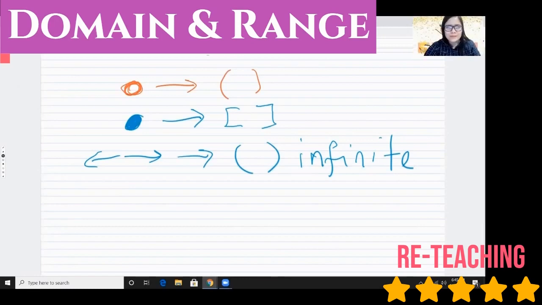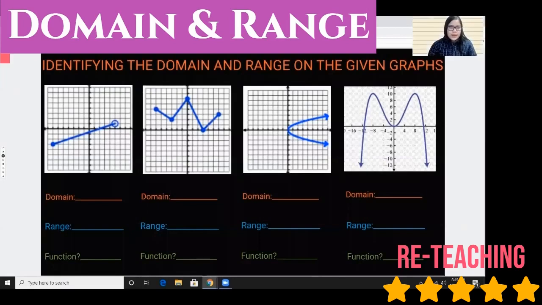Let's go back. Remember this stuff. So for number one, take note. If you can still see this one, open dot is a parenthesis, and a closed dot is a bracket. And then an arrow means infinite. For infinite, we can use the symbol of infinity, or it means all real numbers. Those are the symbols that we use in mathematics.